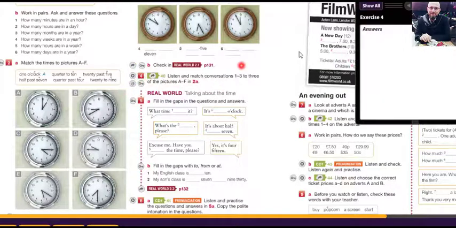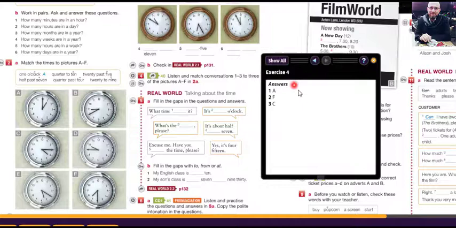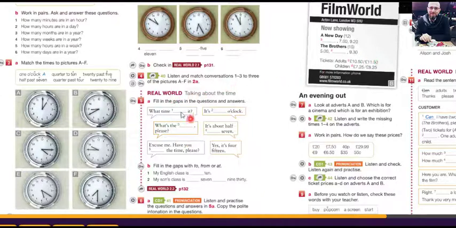Okay, let's check. So 1A, 2F, 3C. Okay, now here in this exercise, 5, fill in the gaps in the questions and answers. Okay, so for example, you say, what time? What time is it? Very good. What time is it? It's a clock. Yes, this is from the conversations. You remember from the conversations. Yes, okay, so stop the video. Okay, and do the exercise. Then we check together.